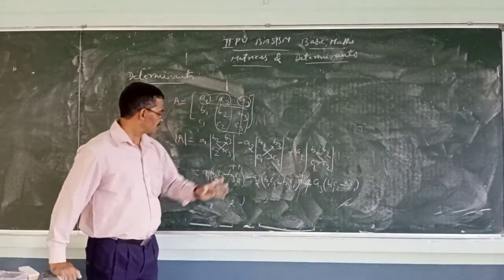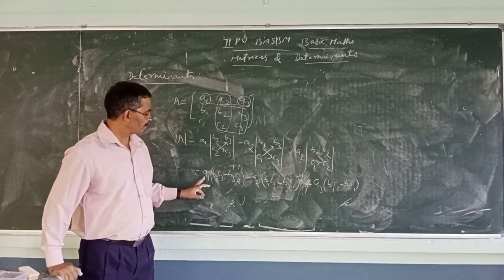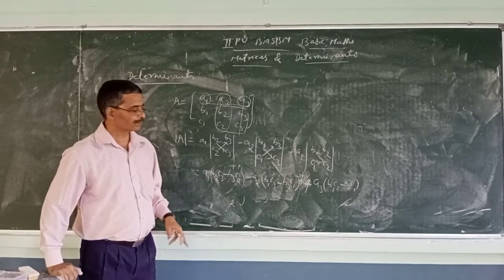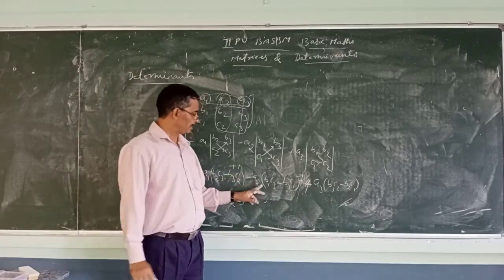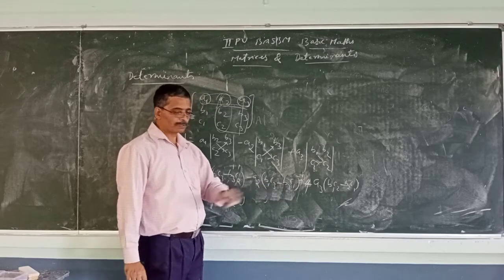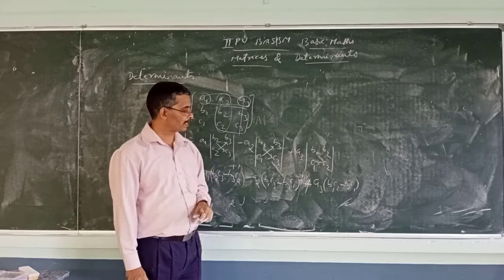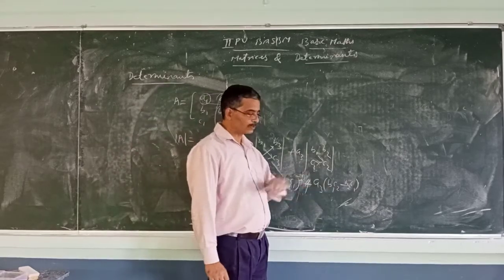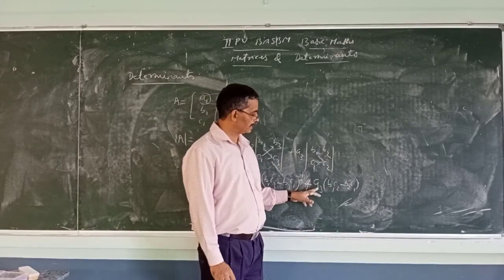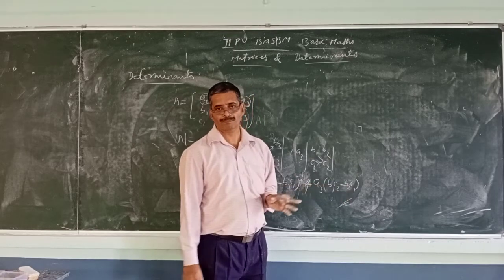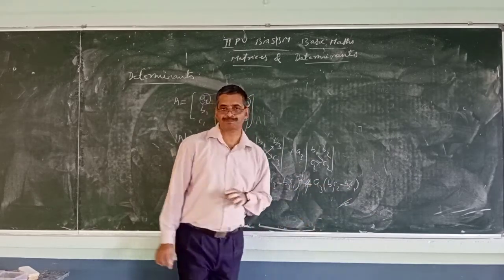You can expand this, so you will get A1 B2 C3 minus A1 B3 C2 minus A2 B1 C3 plus A2 B3 C1, and the last one plus A3 B1 C2 minus A3 B2 C1. So this is the expansion.